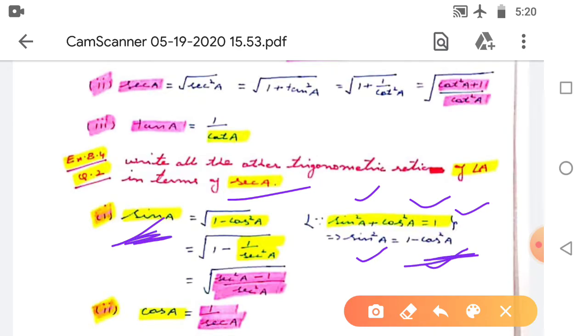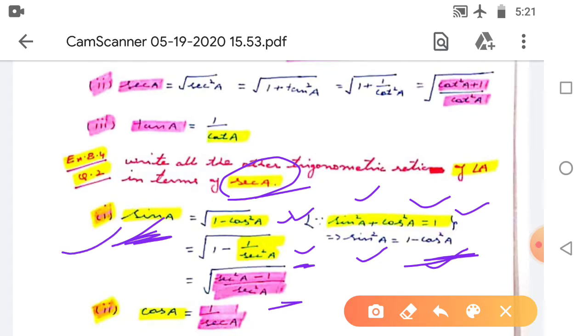So instead of writing sine A, we write under root 1 minus cos square A. Again, we need to change this into sec A. Clear? So here, instead of writing cos square A, we write 1 upon sec square A. Clear? Because cos A is equal to 1 upon sec A, or we can say that cos theta is equal to 1 upon sec theta. Now taking the LCM here, sec square A is the LCM. So in the numerator we have sec square A minus 1, whole square root. So square root of sec square A minus 1 upon sec square A is the value of sine A.